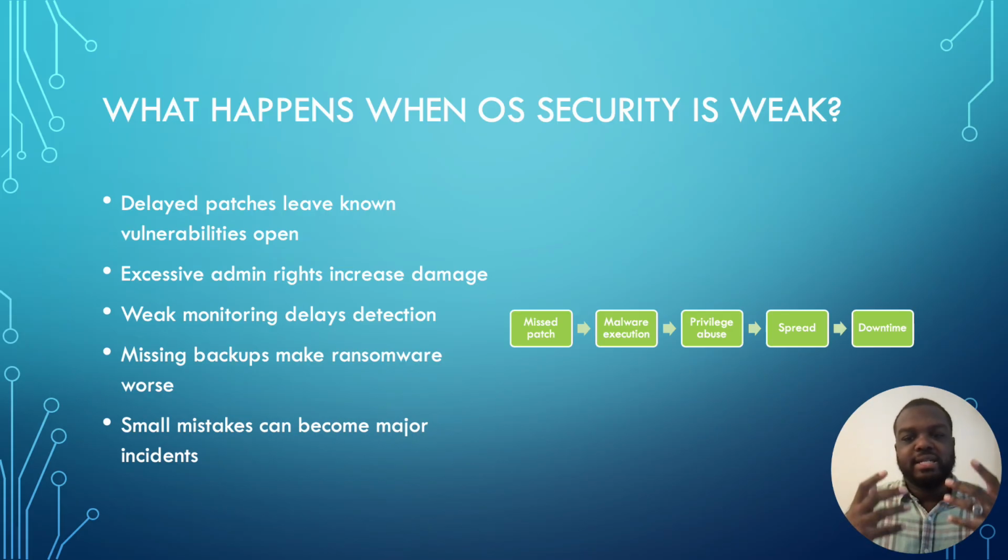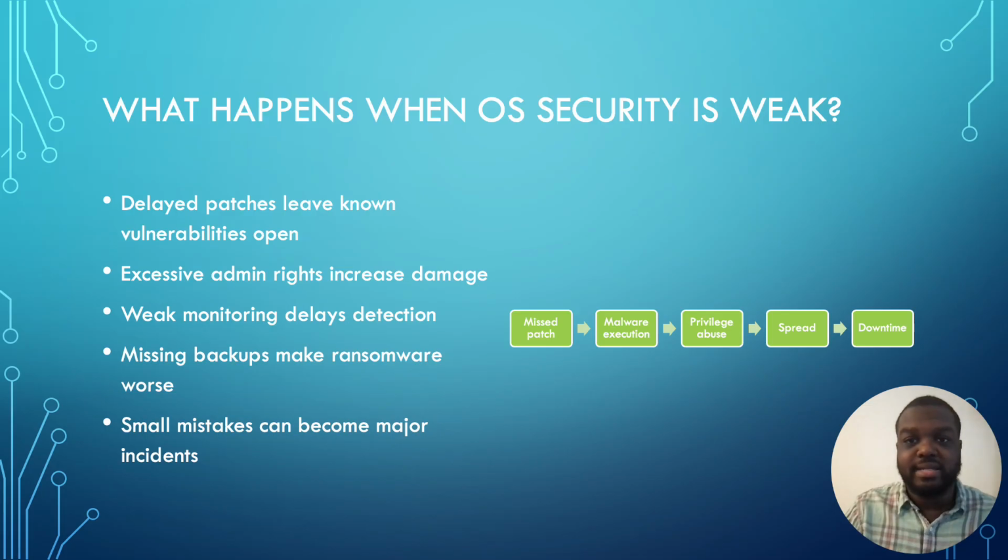This slide brings the earlier points together with practical examples. If a critical operating system update is delayed, attackers may exploit a known vulnerability before the IT team responds. If too many users have administrative rights, malware can gain broader control than it should. If monitoring is weak, suspicious activity may go unnoticed until major damage has already been done. And if backups are missing or untested, ransomware can cause much longer downtime and much greater business disruption.